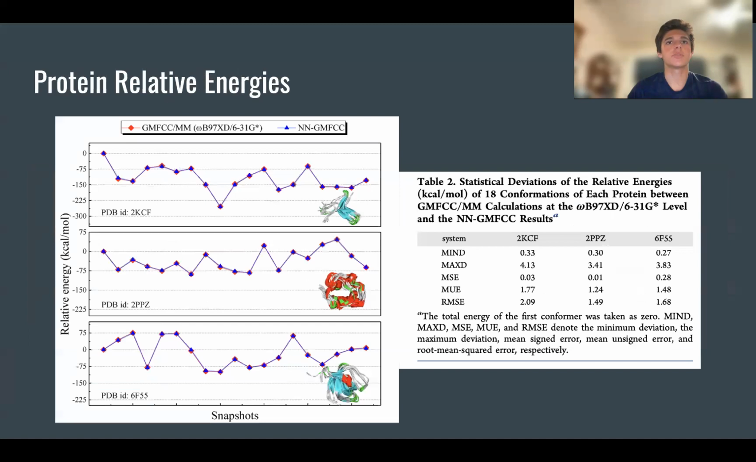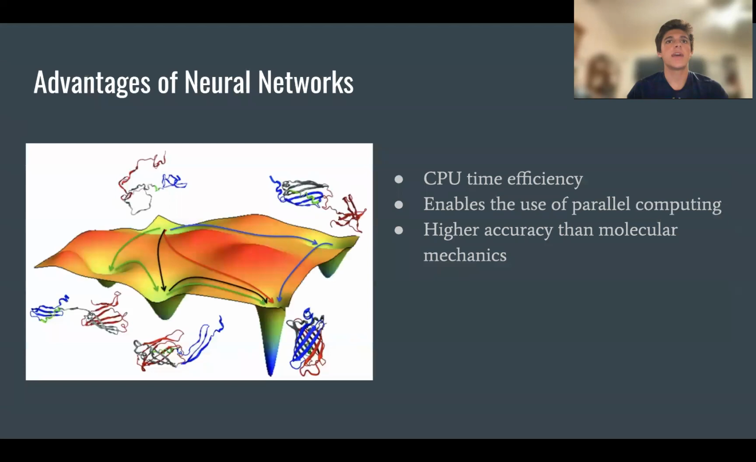Relative energies of various proteins were also calculated using the new method, and all of the MUEs, mean unsigned errors, are less than 2 kilocalories per mole. Improvements in the neural network algorithm could also increase the accuracy of this method. In the future, an efficient and accurate approach to calculating two-body quantum mechanical interactions between residue pairs with NN potential energy surfaces should be developed, meaning the molecular mechanics would no longer be necessary. This would allow for the accuracy and efficiency of neural networks to be applied to all components of the protein energy calculations.